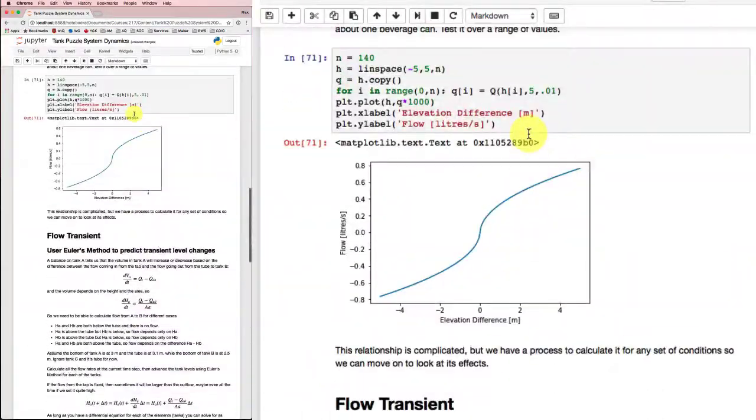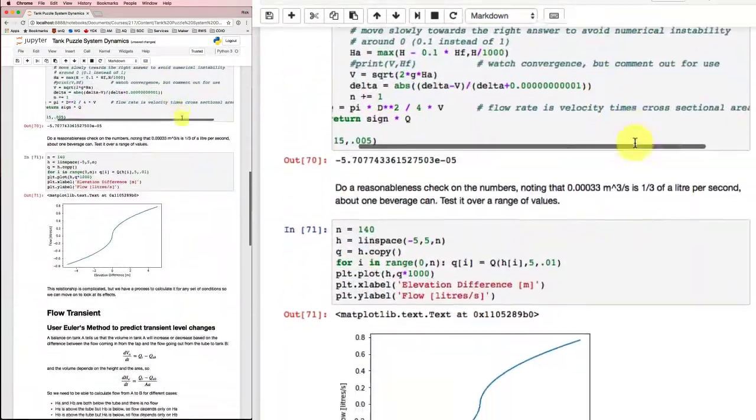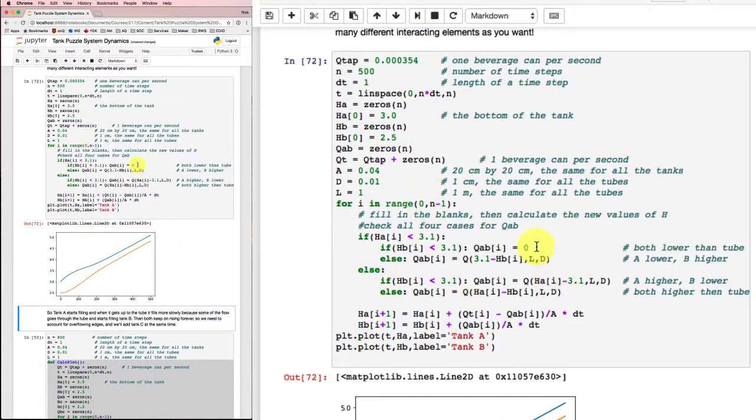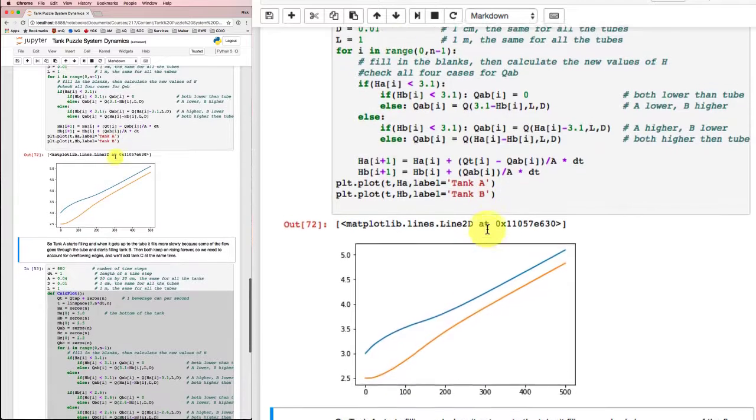But wait, up here, tank A has a top, so it's going to overflow. Tank B has a top, so it's going to overflow eventually. So we better account for that. In here, we were just going to let the heights go up indefinitely because we said that the new height was going to be the old height plus whatever the flow was. But if we want to account for the flow that's just pouring over the edges, then we'll have to account for the fact that the height can never get taller than the rim.